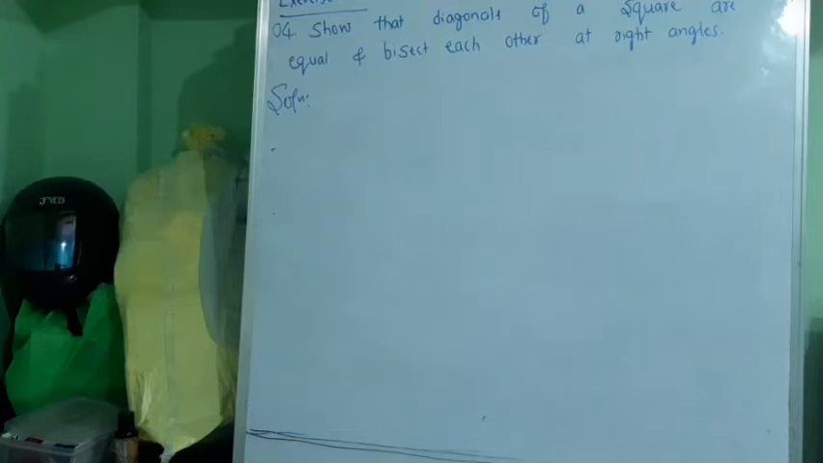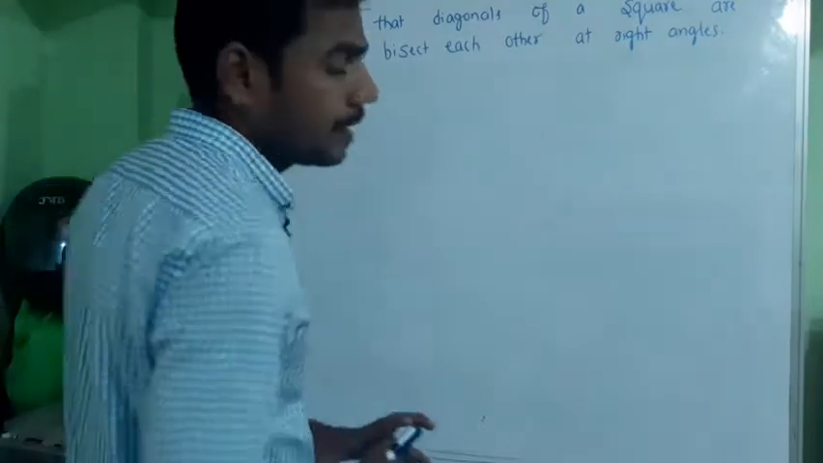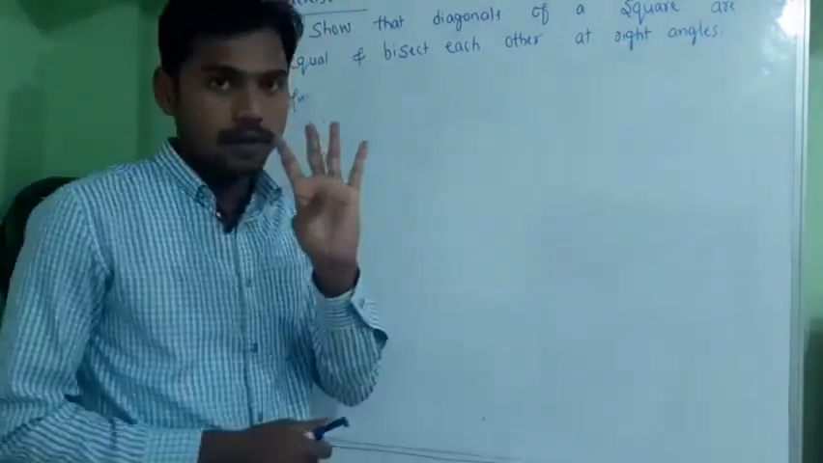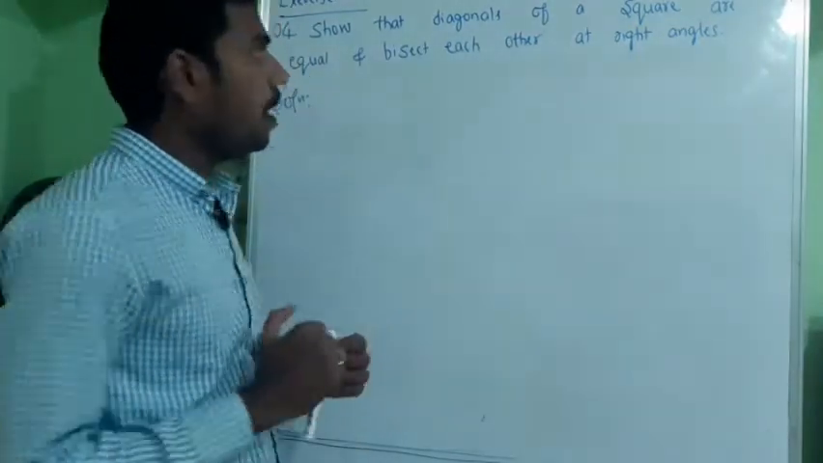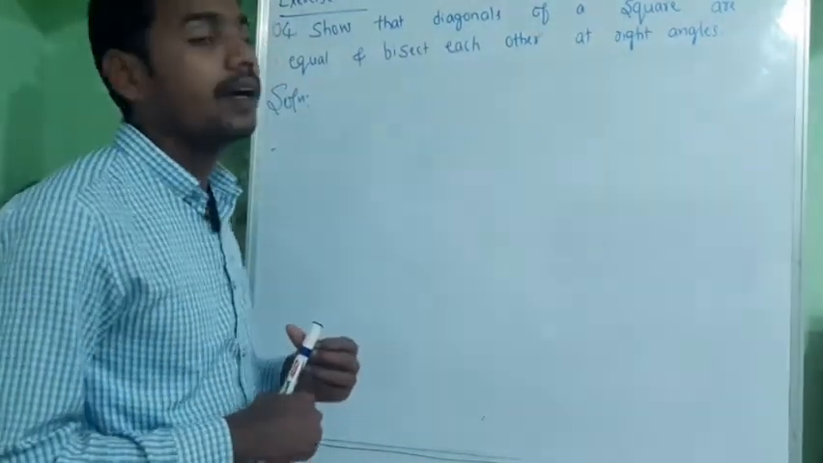Okay, dear students, we'll continue with exercise 8.1. In that, I had already solved the 3 questions. Now I am going to continue with the 4th question. Show that diagonals of a square are equal and bisect each other at right angles.